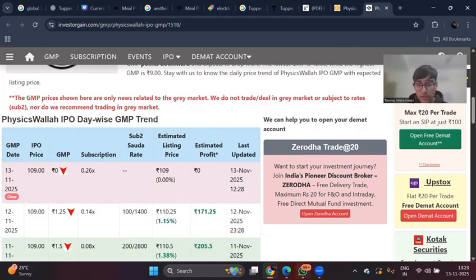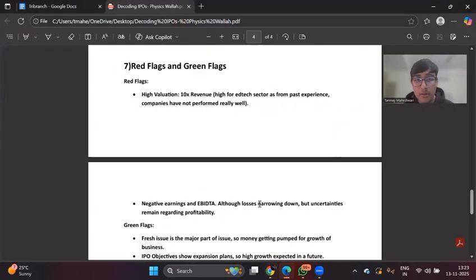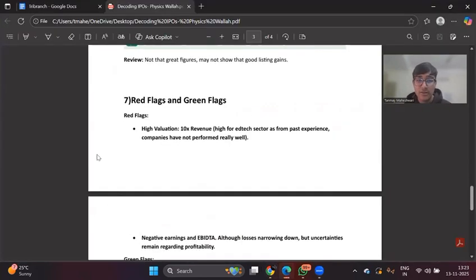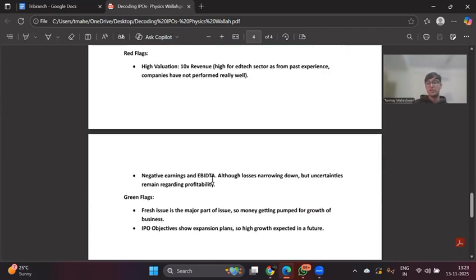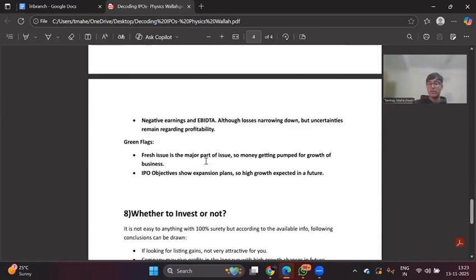So if we want to come to a verdict, let's look at the red flags and the green flags of the issue. Red flags. The issue is a high valuation issue. They are asking for 10x of their revenue, and it is really high for a tech company because the companies which have been listed previously have not performed really well on stock markets. Then the company has negative returns and negative EBITDA. Although losses are narrowing down with time, still uncertainties are there regarding profitability.